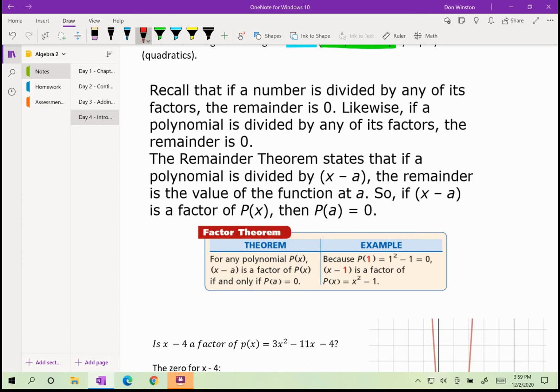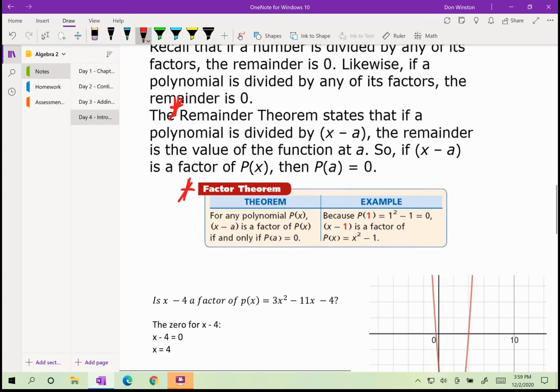The remainder theorem states that if a polynomial is divided by a potential factor, x minus a, the remainder is the value of the function at a. So if x minus a is a factor of the polynomial p of x, then p of a is equal to 0. I know it says a lot, okay? But we're going to walk through this. This is the most important theorem concept in the entire chapter. The remainder theorem and the factor theorem kind of say the same thing.